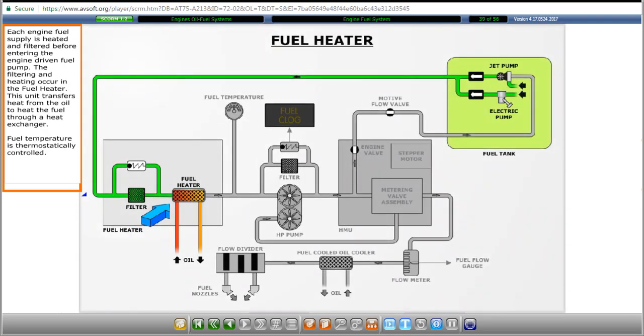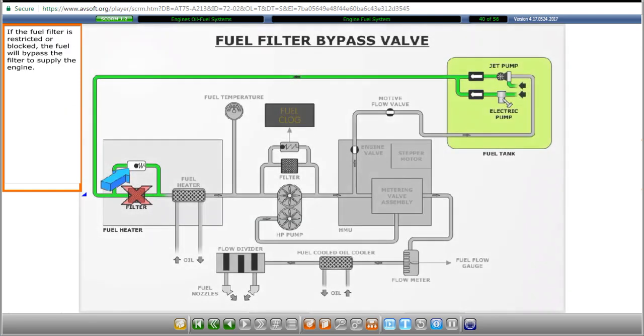Each engine fuel supply is heated and filtered before entering the engine-driven fuel pump. The filtering and heating occur in the fuel heater. This unit transfers heat from the oil to heat the fuel through a heat exchanger. Fuel temperature is thermostatically controlled. If the fuel filter is restricted or blocked, the fuel will bypass the filter to supply the engine.